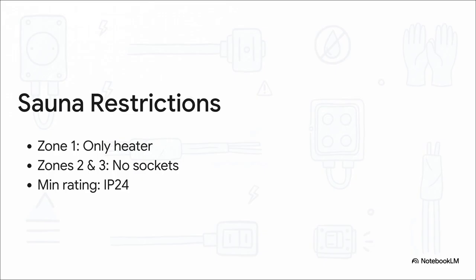But get this, even in Zones 2 and 3, which cover the rest of the room, you're entirely forbidden from having socket outlets or standard switches. The environment is just too punishing. Any electrical equipment that is actually allowed inside the sauna must have a minimum rating of IPX4B or IP24 just to handle the constant splashes and sweat.